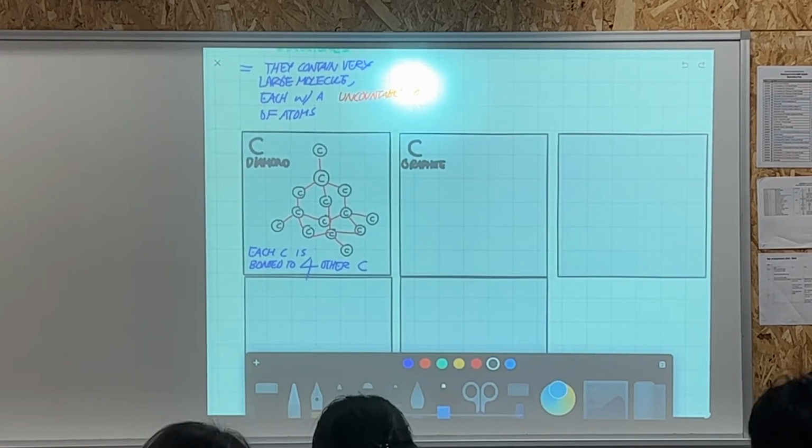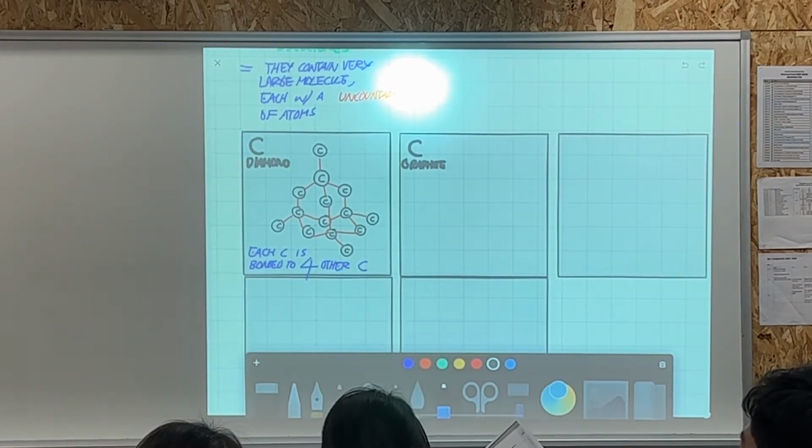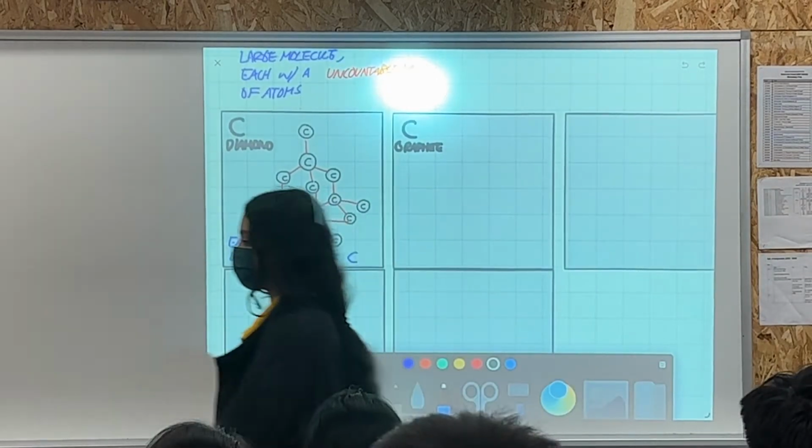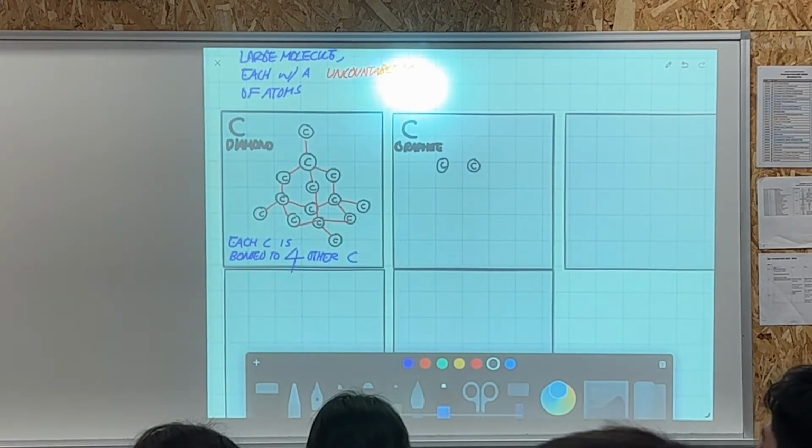So how is the structure of graphite different from that of diamond? Layers. Sorry, I got confused with the classroom. Right. So make sure, this is the new class. 505.